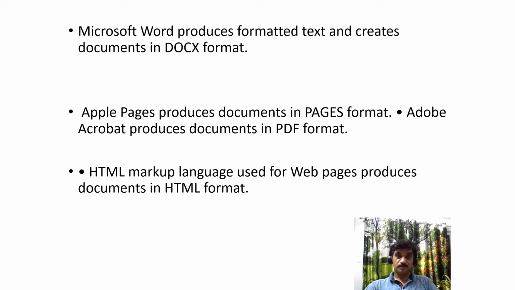Microsoft Word produces formatted text and creates documents in .doc or .docx format. Apple Pages produces documents in Pages format. Adobe Acrobat produces documents in PDF format. HTML, the markup language used for web pages, produces documents in HTML format. So Microsoft Word produces docx format, Apple the Pages format, Adobe PDF format, and HTML the same, named in HTML format.